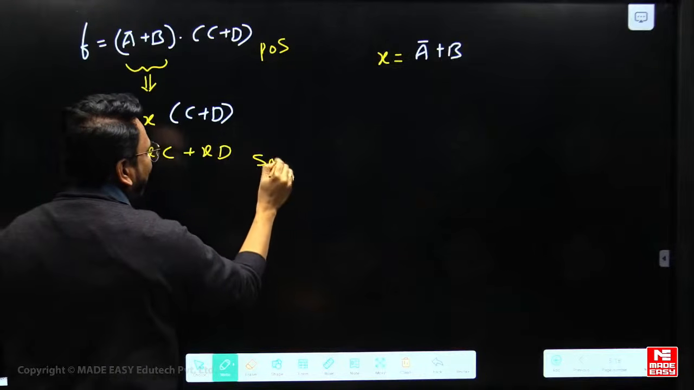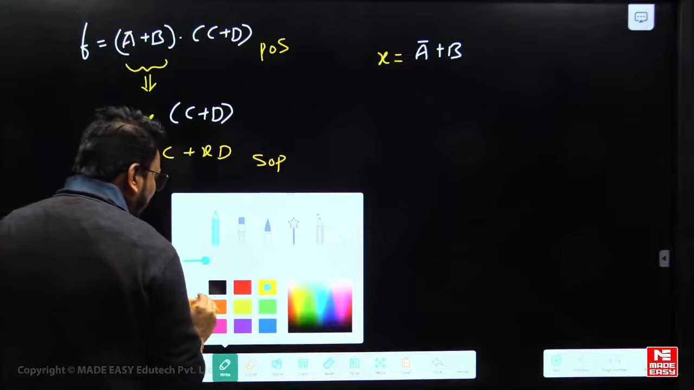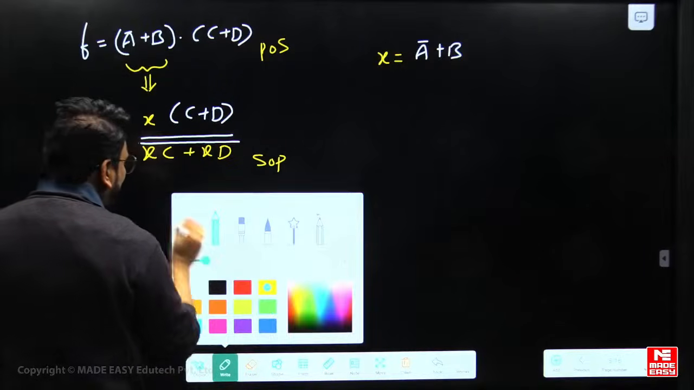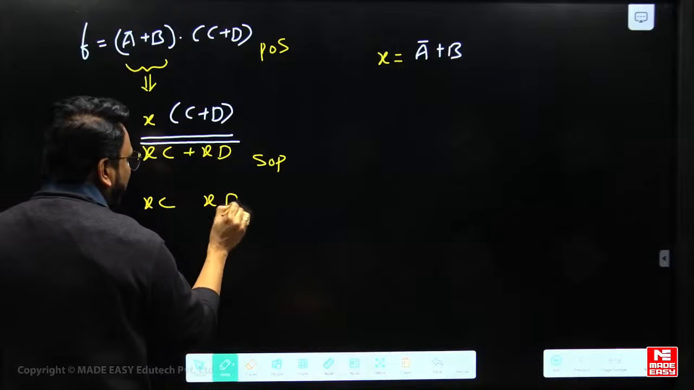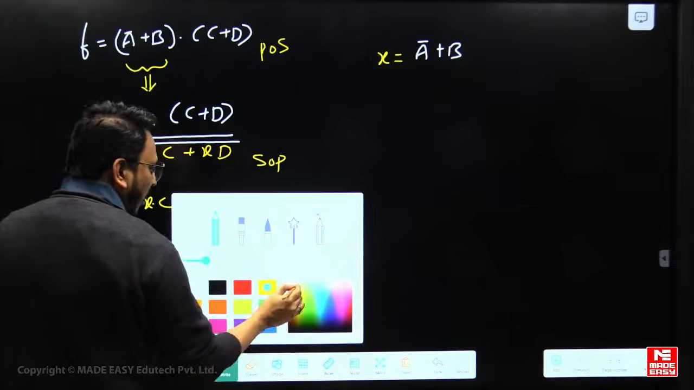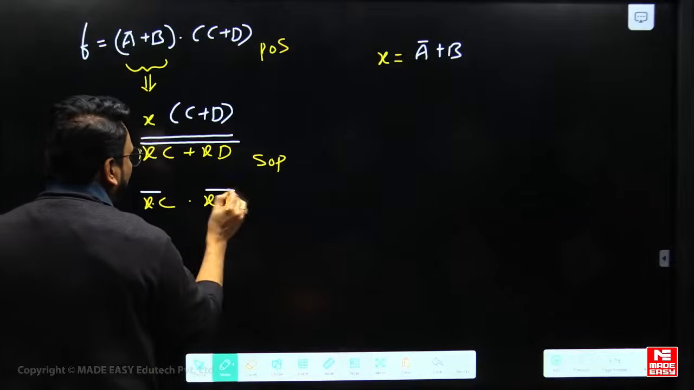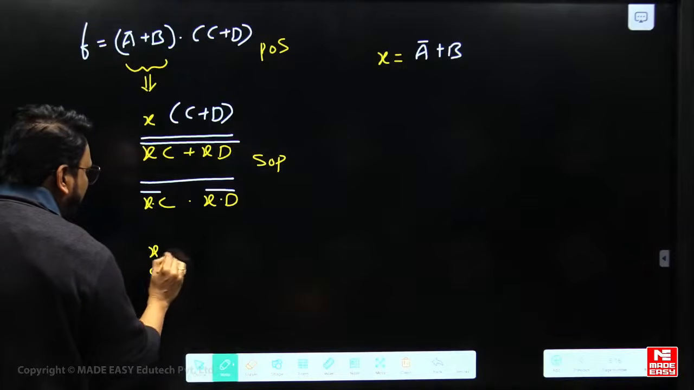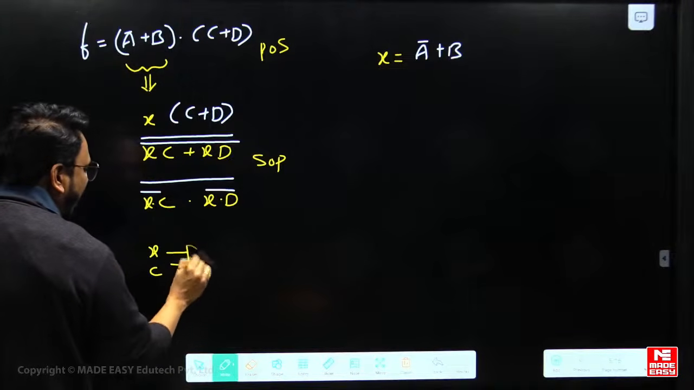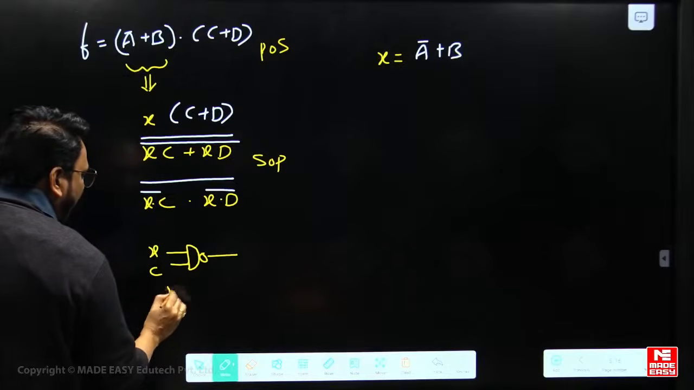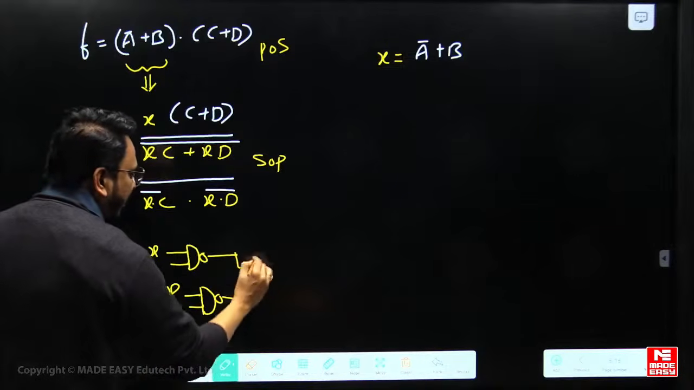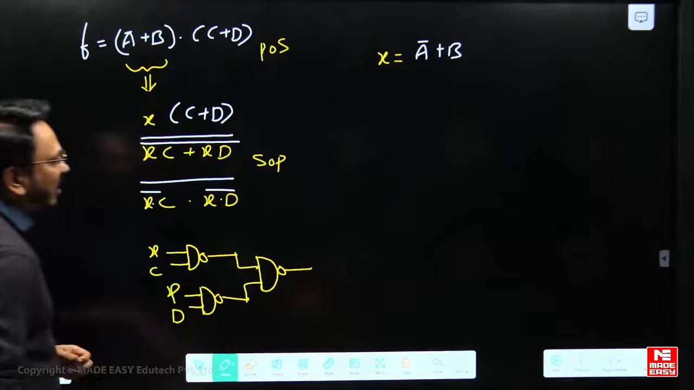Now it became in the form of SOP. Now you do double complementation like this. Then we are going to get xc, xd, and here bar. So c is connected to this NAND gate, xd is connected to the NAND gate, and these two are connected again to the NAND gate like this.